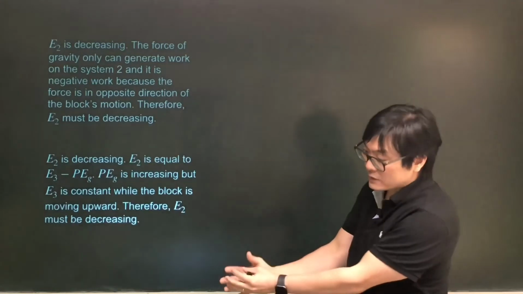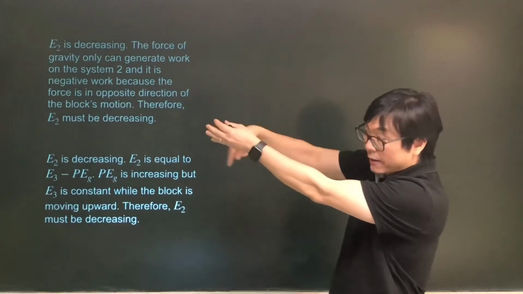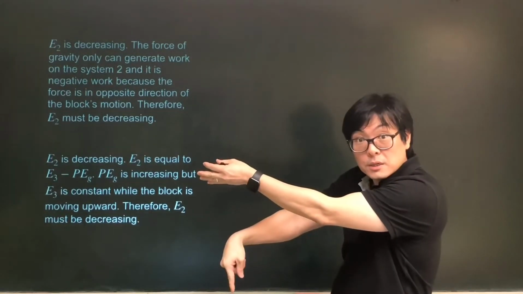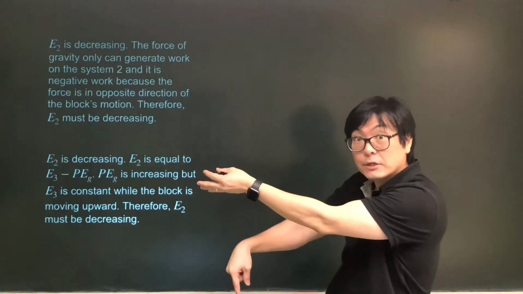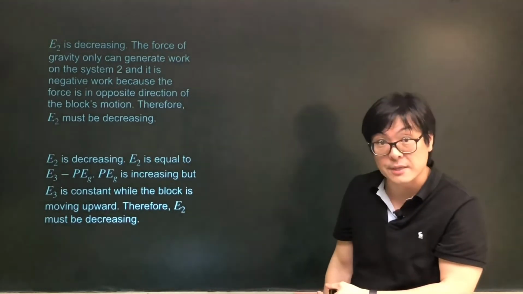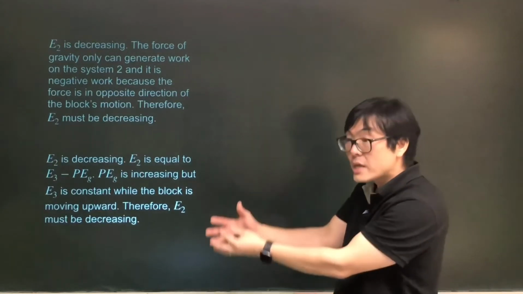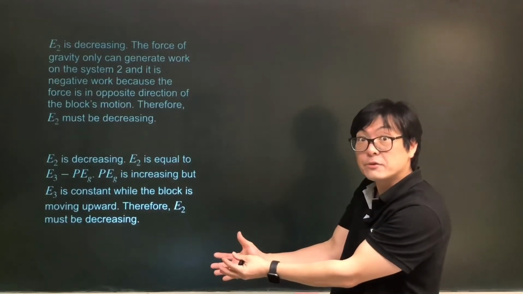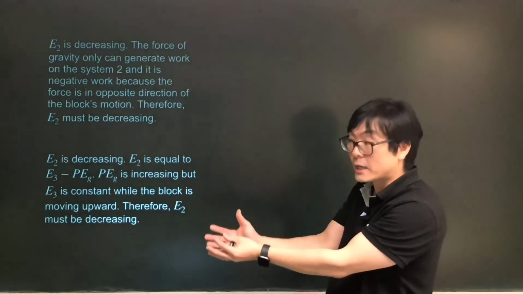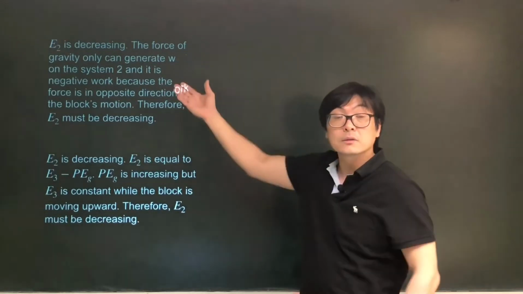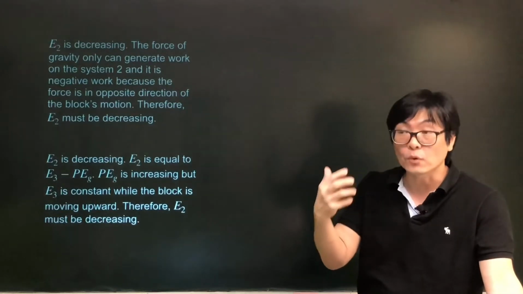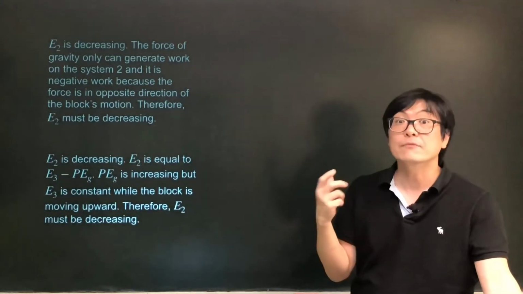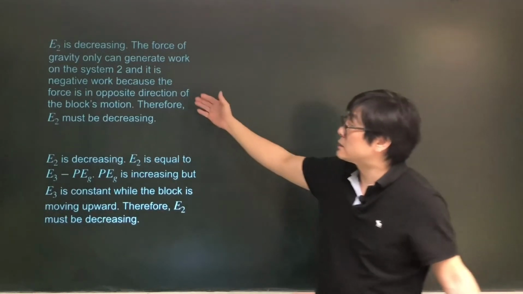While the object is going up, the gravitational force is downward. So when you consider F d cosine theta, it is in the opposite direction, so it will be negative work on the system. So we have an external force generating negative work on this system while the system goes up. The total energy must decrease because only an external force is generating negative work on it. So you can explain it that way.